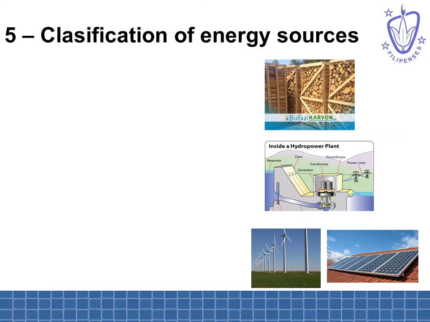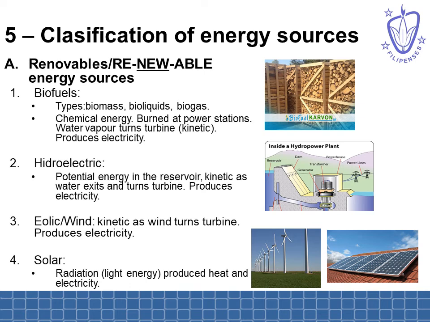As the fifth point, we saw that energy comes from different sources, las fuentes de energía y su clasificación. And those energy sources can be classified as renewable, which can be renewed, which can be produced as new sources. And we saw that we have four types: biofuels, hydroelectric energy sources, eolic or wind, and solar energy.